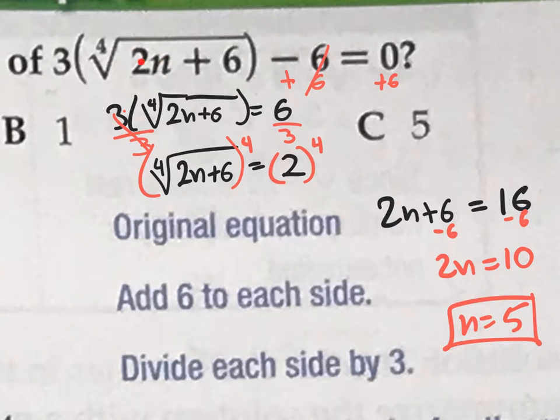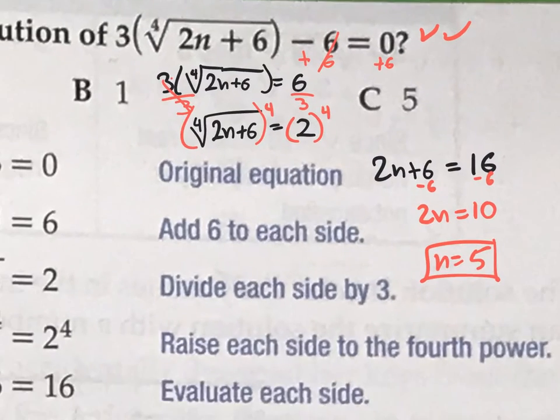2 times 5 is 10. 10 plus 6 is 16. The 4th root of 16 is actually 2, right? 2 times 2 times 2 times 2 is 16. So this whole thing equals 2. And then 3 times that whole thing, 2, is 6. And 6 take away 6 really is 0. If I did show my work, it would double check it does work. So it's important to always double check.